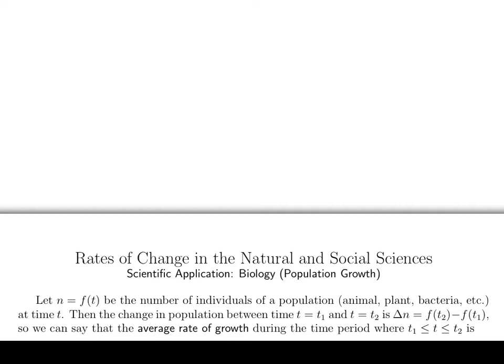So what we'll say is that the change in population between t1 and t2 is delta n. So it's an increment of the population. How much does the population change? So that's f of t2 minus f of t1. And that enables us to actually write down an expression for the average rate of growth during this time period, where t is between t1 and t2.